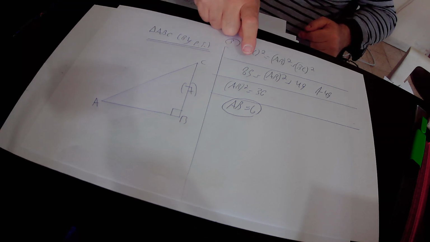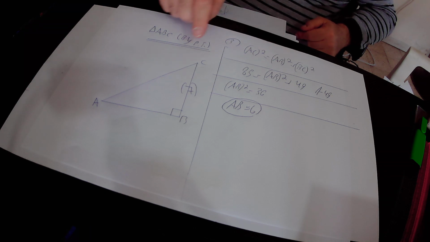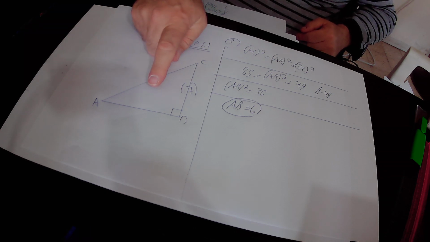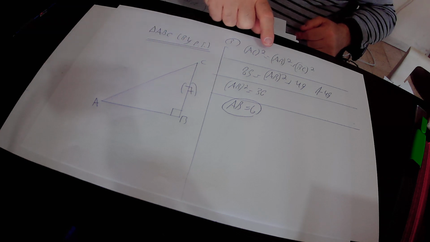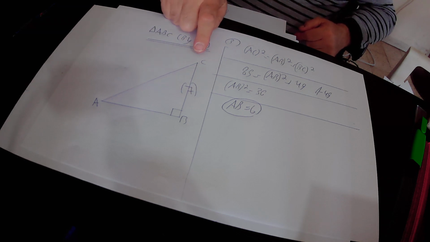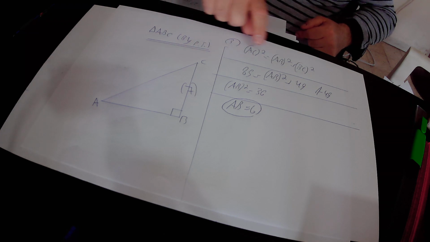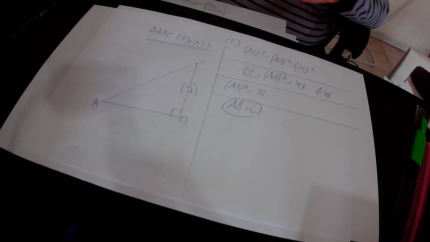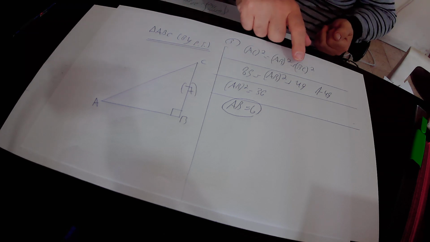AC squared is 85, and it's equal to AB squared. AB is the missing side, so we leave it as it is, plus BC squared. BC is 7, therefore BC squared is 7 squared, that is 49. So in conclusion, we found out that 85 equals AB squared plus 49.